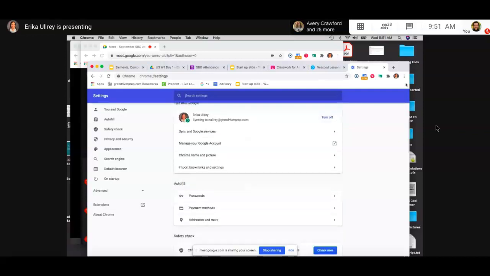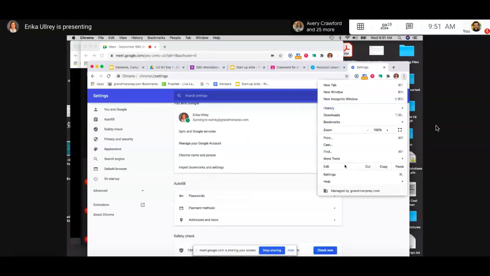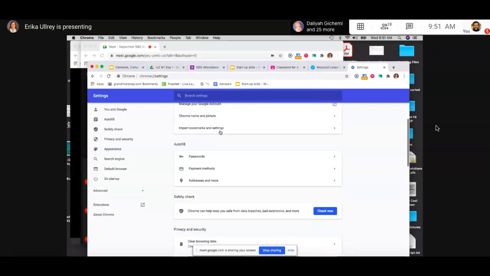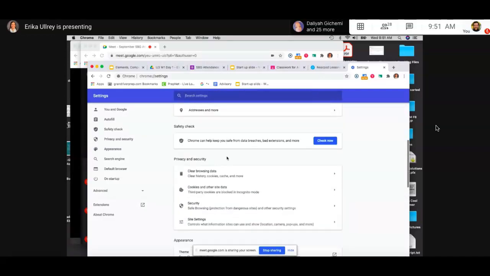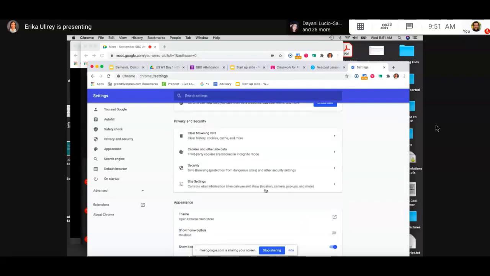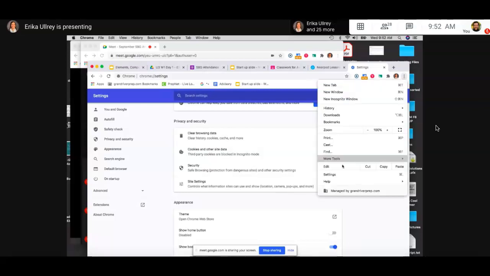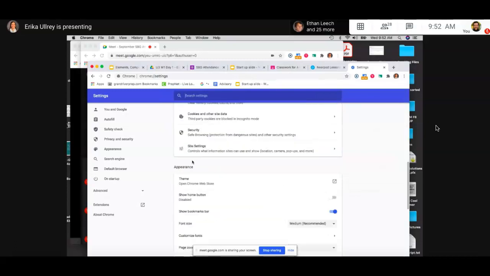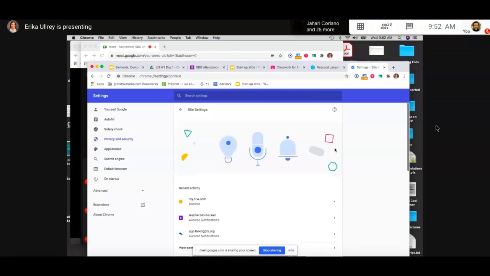So again, I went to the three dots in the corner. I clicked on Settings. When I clicked on Settings, it brought me here. You're going to need to scroll down in Settings until you get to where it says Site Settings, right here, where it says Location, Camera, Pop-ups, and more. So again, you go to the corner, click on the three dots, click Settings, and then you're going to scroll down until you get to where you see Site Settings. Then you're going to click on the triangle on the side.